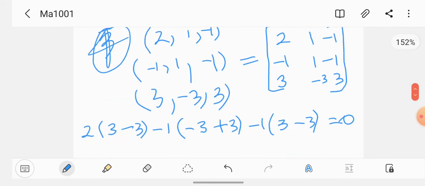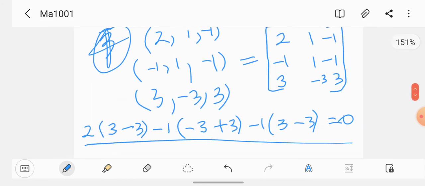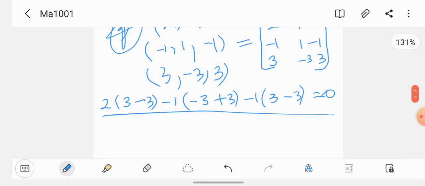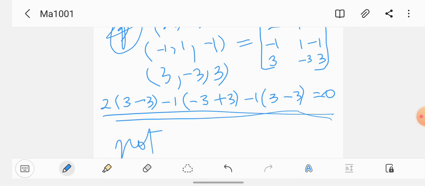And we already know that if the determinant of the given set is equal to 0, then it's a dependent set. So if the determinant of the given vectors is equal to 0, it's a dependent set. That's why it's not an orthogonal basis. Okay, so here we end our session.